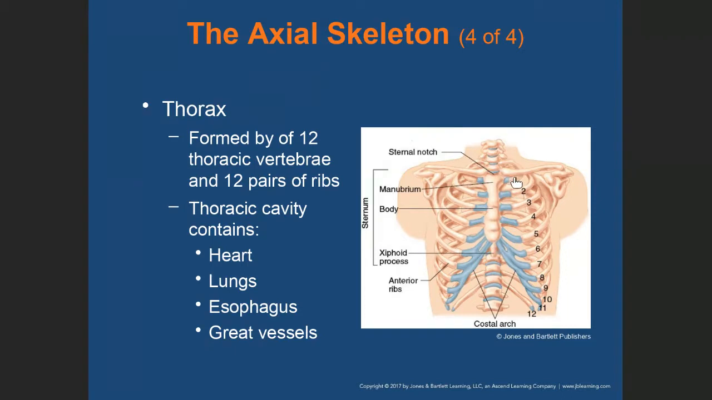Now, there are 12 pairs of ribs, but let's go down. So from 1, 2, 3, 4, 5, 6, 7. The first 7 pairs of ribs are directly attached to the sternum, so they are referred to as the true ribs.